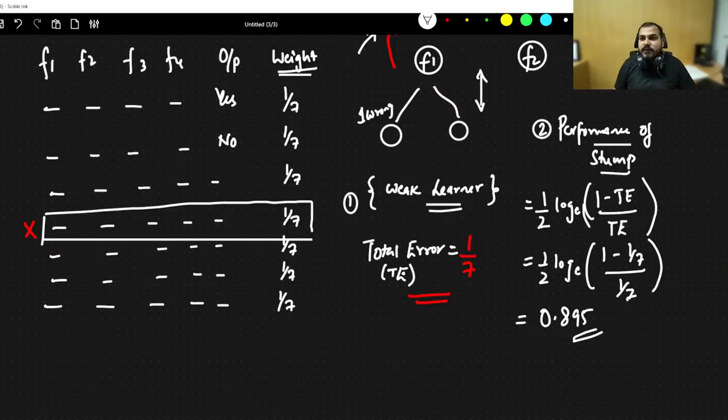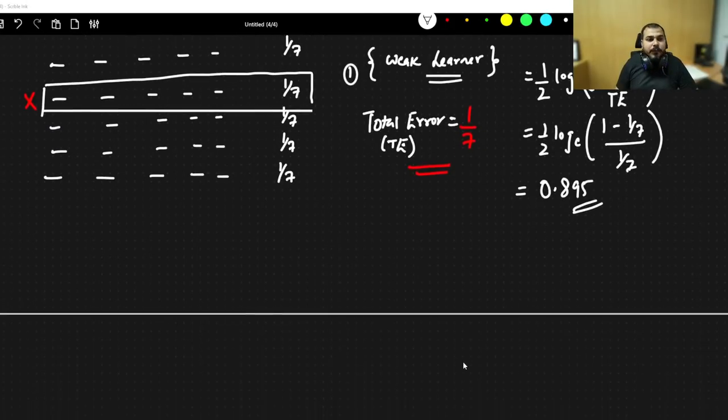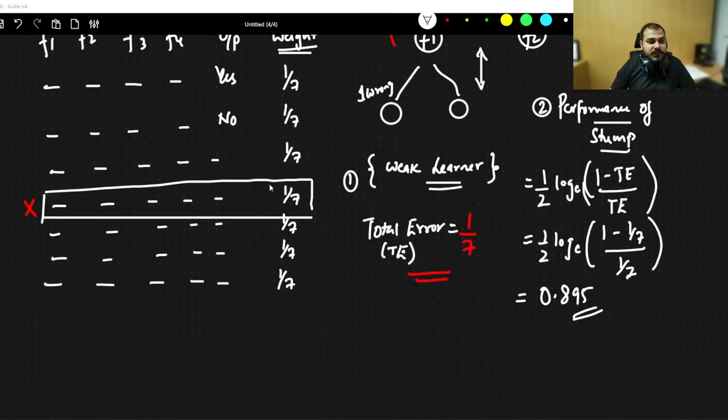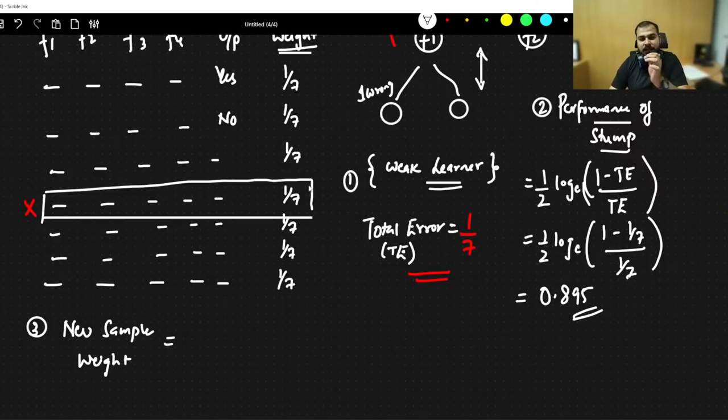Now, what is the next step? What will be my third step? Understand over here, my third step will be to update all these weights. And that is the reason why I am calculating this total error and performance of stump. So my third step will be the new sample weight from decision tree 1, which is my stump. I need to update all these weights. Why do I need to update them? I'll talk about it in a second.